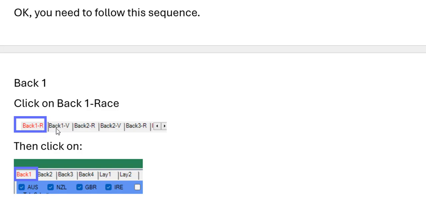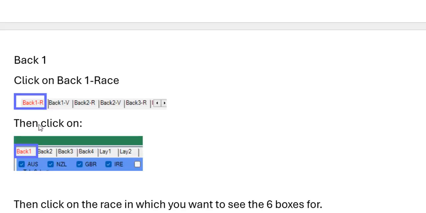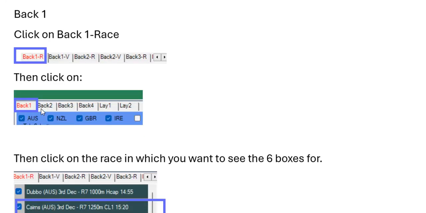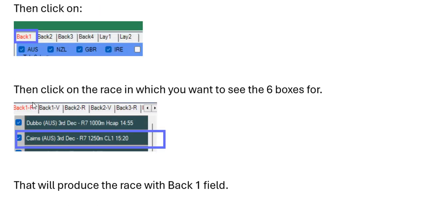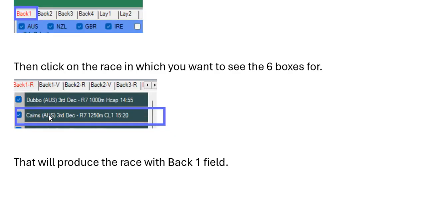Now let's say we're looking at back 1. So we need to click on the left-hand side, on the back 1 race. So we've got back 1 race, back 1 venue, back 2 race, etc. So it needs to be clicked on the back 1 race. And then over on the right-hand side, back 1 needs to be clicked again. So that's 2 areas that you need to be saying that they are back 1. And then you click on the race that you want.